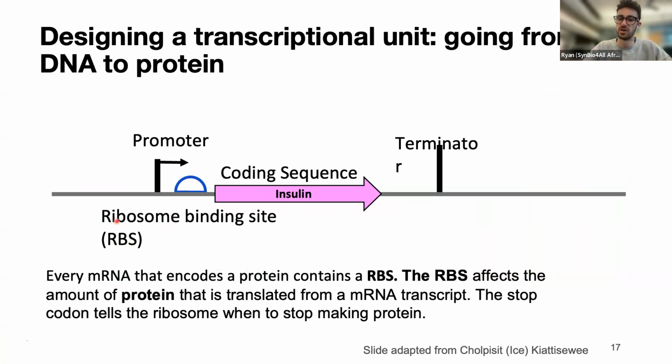In eukaryotes, there are also what are called UTRs, or untranslated regions, at the 5' and the 3' end of an mRNA. Those are also really important in regulating the amount of protein that's made from an mRNA. And then at the end of your mRNA, you have a stop codon that tells the ribosome to stop making protein. So are there any questions about this idea of controlling translation with the ribosome binding site or with UTRs?